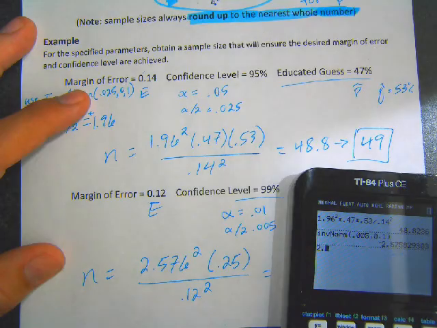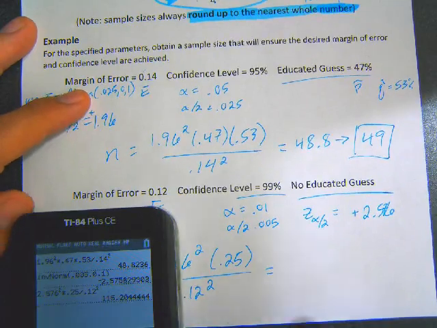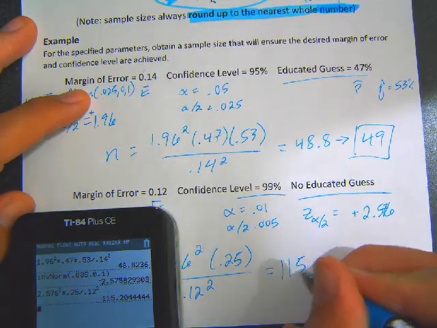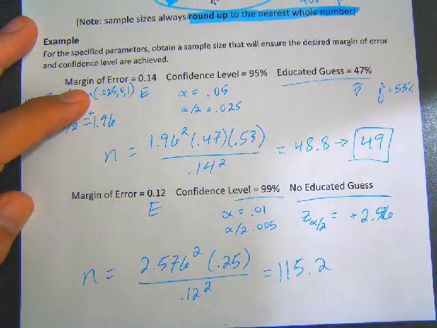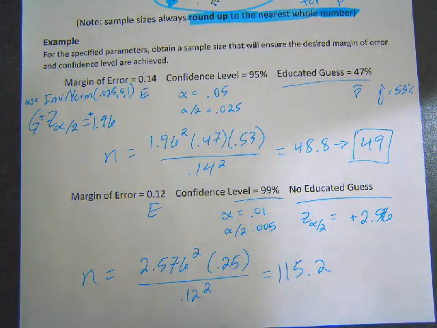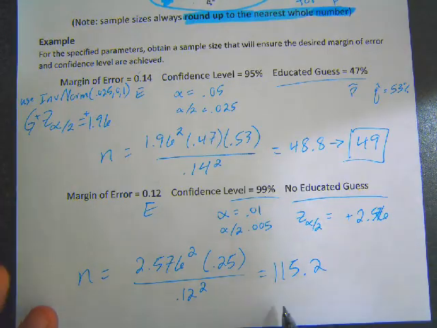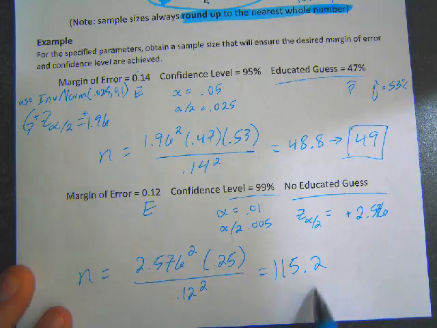So I put 2.576, square it, times 0.25, divided by 0.12, and square the 12. So I get 115. So this one, you'll notice I need a lot more people. And it makes sense because I had a higher confidence level. The bigger your confidence level, the more people you're going to need. I also wanted a smaller margin of error. So it really makes sense to need more people.